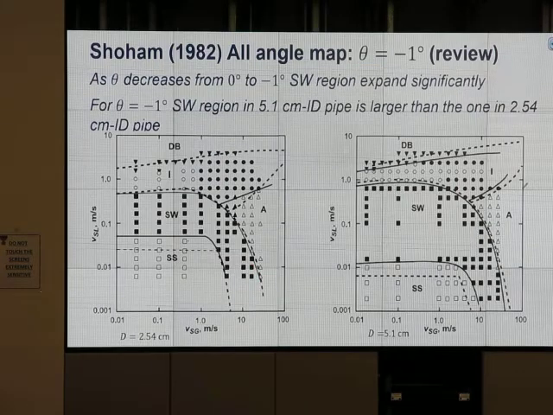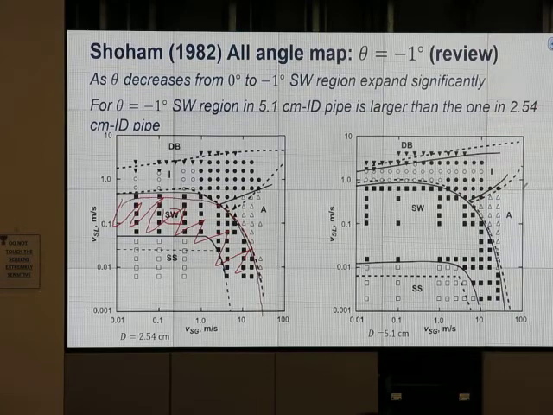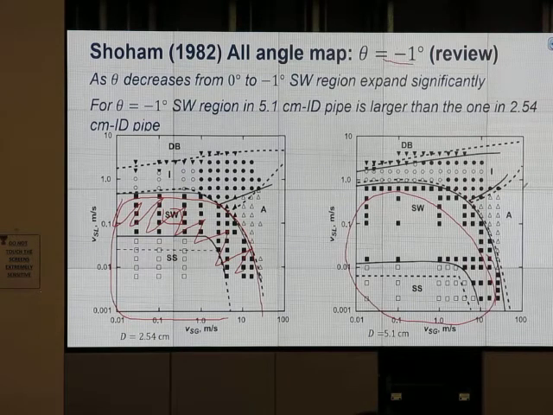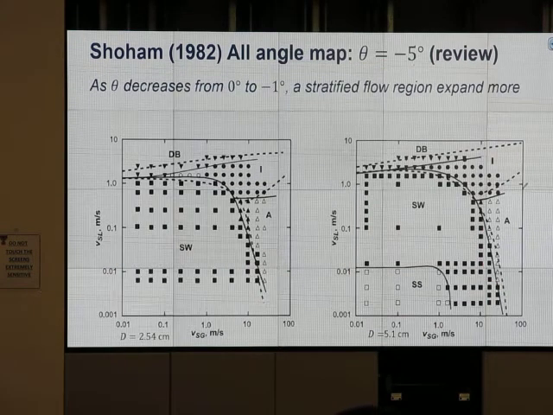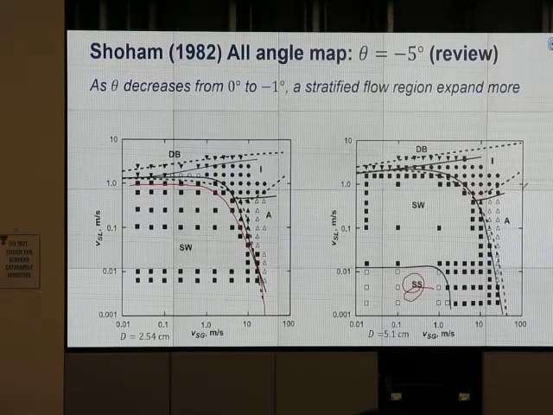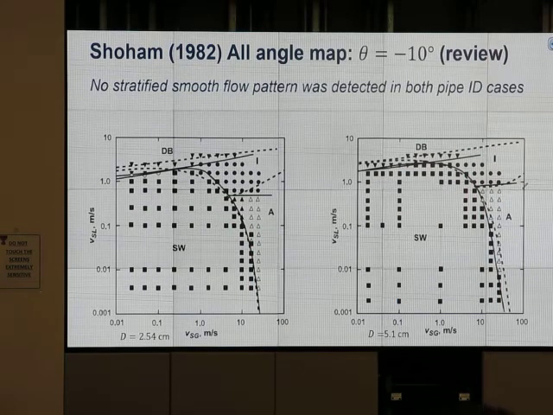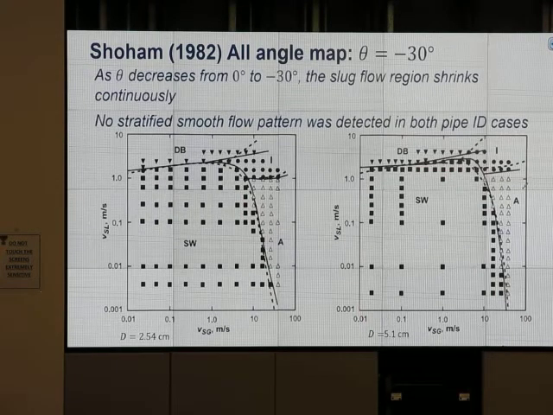SS, you see this? SW, stratified wavy, stays on top of stratified smooth. And the total stratified area expands. And larger pipe expands even more. Okay? This is just -1. A little bit down. -5, everything is like stratified wavy in this case. Larger pipe, we have some area for stratified smooth. -10, stratified wavy. Okay? It just formed the wave.